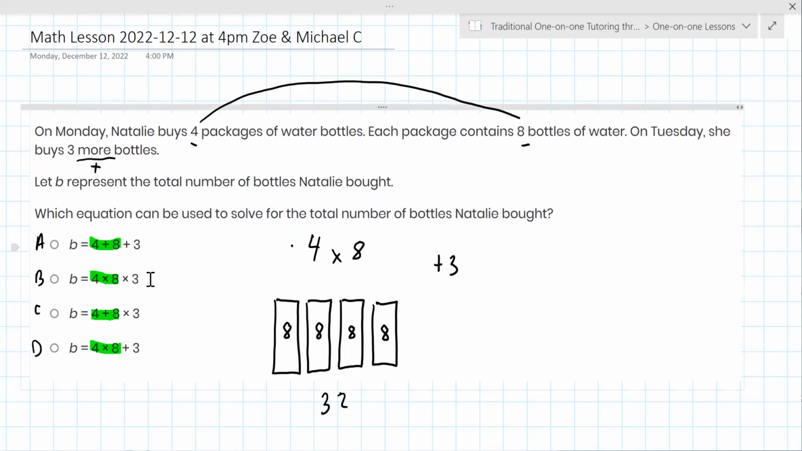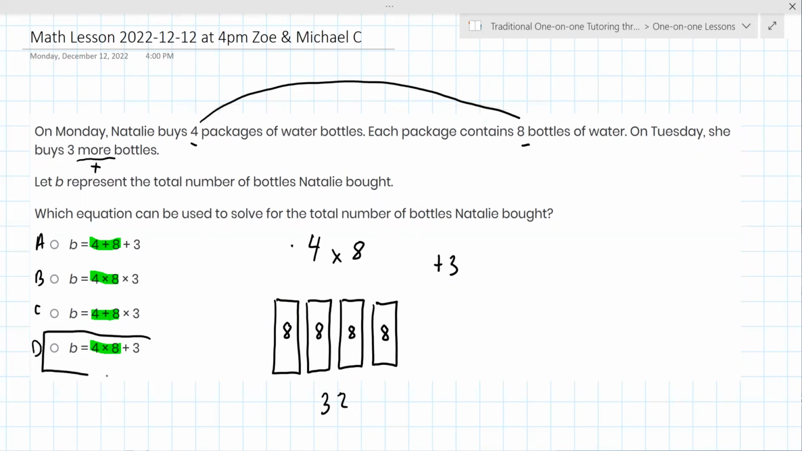A? B is 4 times 8 times 3. Maybe you meant D. Oh, yeah. 4 times 8 plus 3. 4 times 8 plus 3. Because they look the same. Yeah, so they're just slightly different.